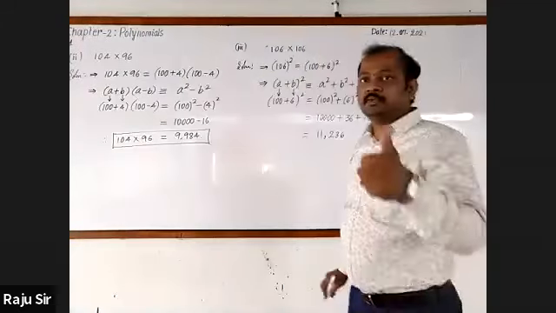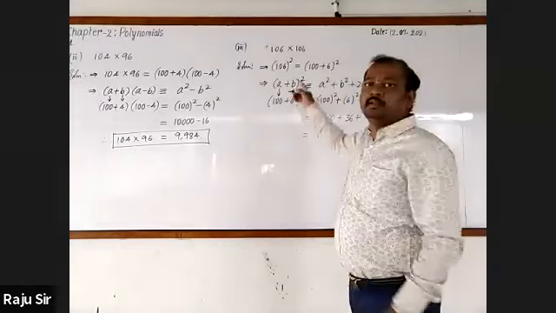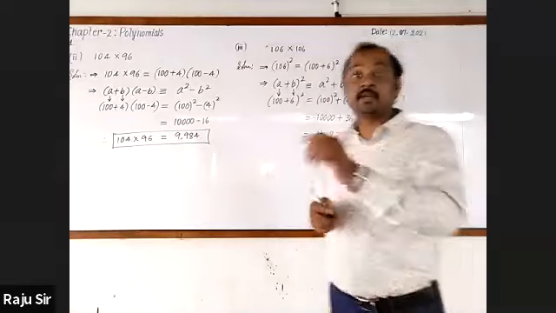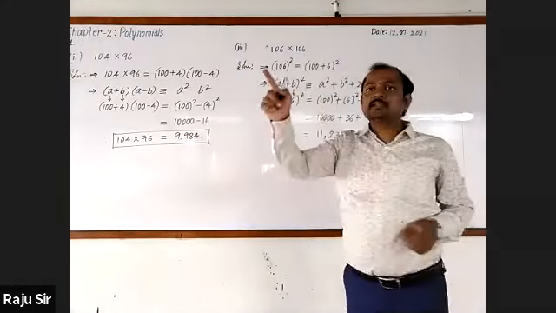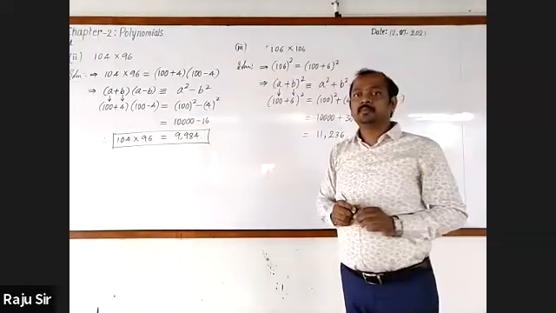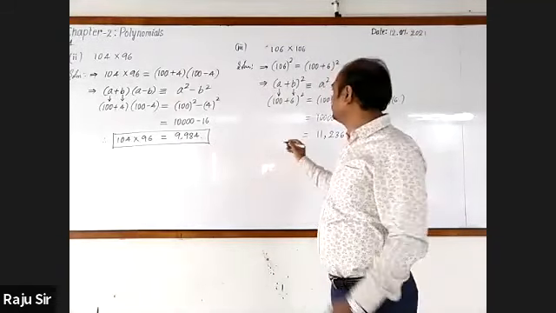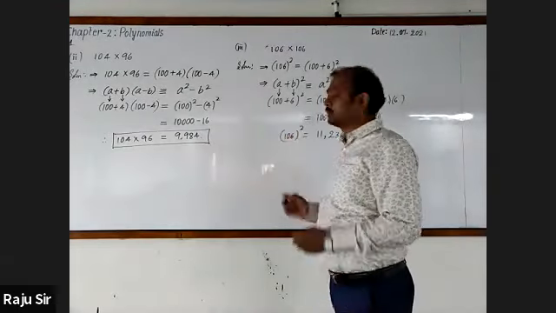Sir, why did you put 3 dashes instead of equals to? It is an identity, no? So this is the symbol used to represent the identity, and this indicates it is exactly equal to. Just the day before yesterday, I had given you that information.